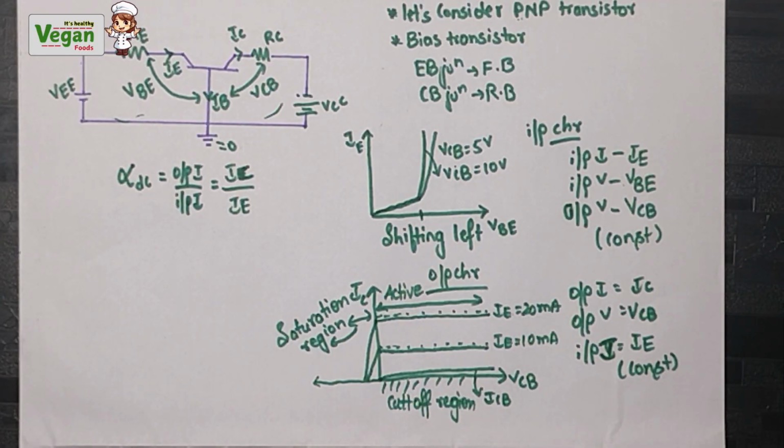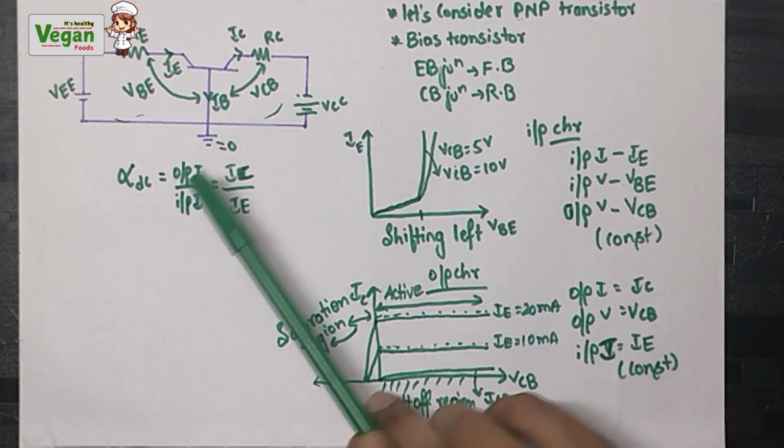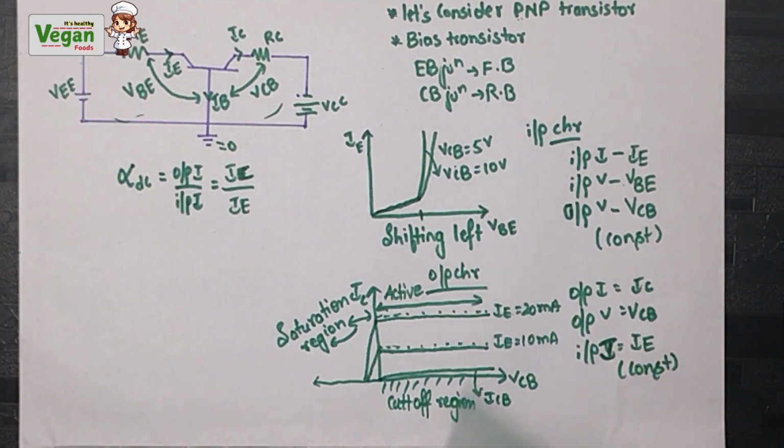So if they ask in the exam, write this theory, then this formula, and the input and output characteristic graphs with this circuit diagram. So I hope you understood the concept.